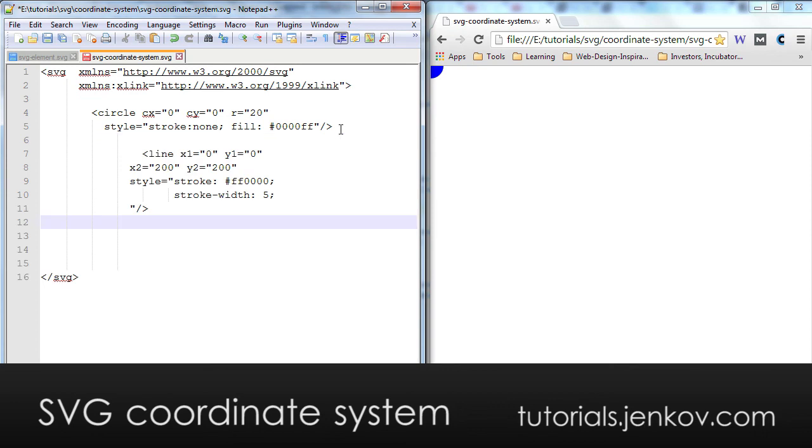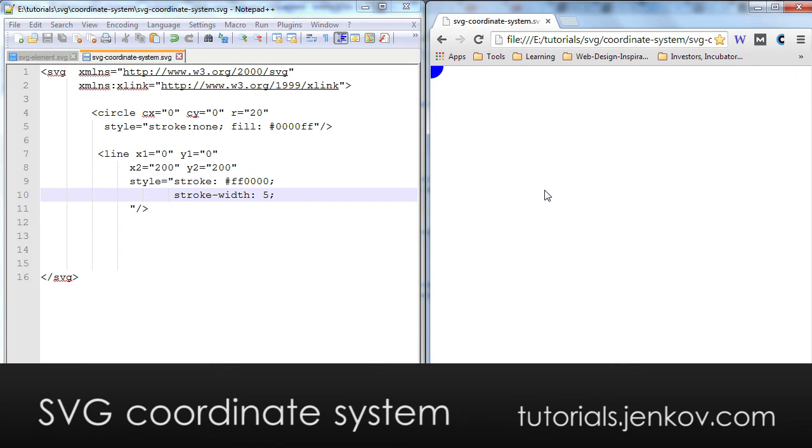a line like this, and this line extends from the point 0,0, as you can see here, to the point 200 by 200, and I save it, and here's how that looks when displayed in the browser. And you can see the line starts up here in the point 0,0 and then extends down to the point 200 by 200.